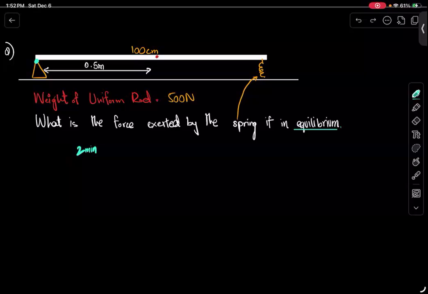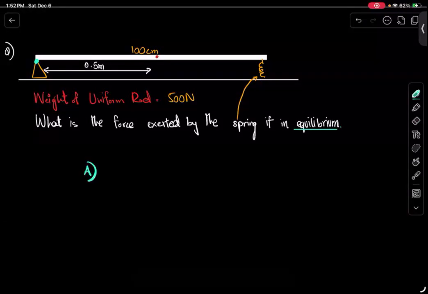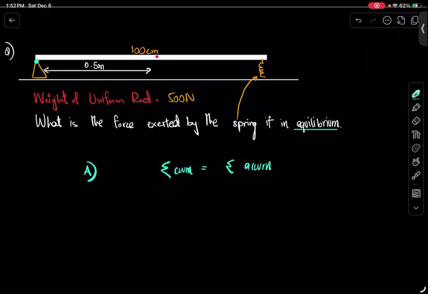Yes, Abiha. Can you help me calculate what the value is? What does it turn out to? For the clockwise moment, we can take the weight of the rod times 0.5. Yep, that's right. So this is going to be 500 newtons multiplied by 0.5, because the weight of the rod is acting in this direction and it has a distance of 0.5 meters from the pivot. Okay, great. What about the force from the spring?